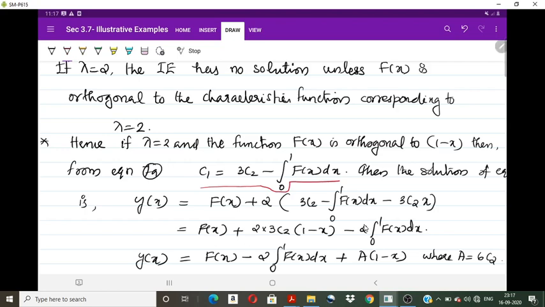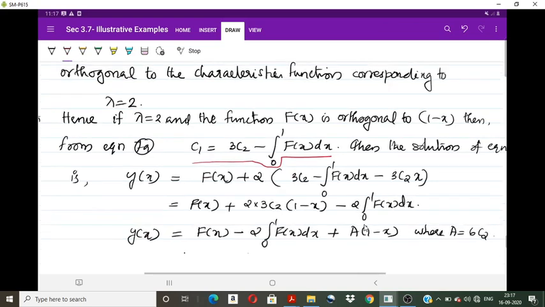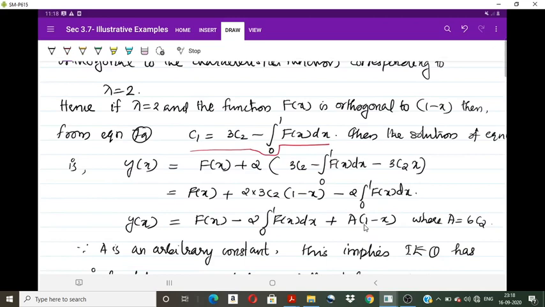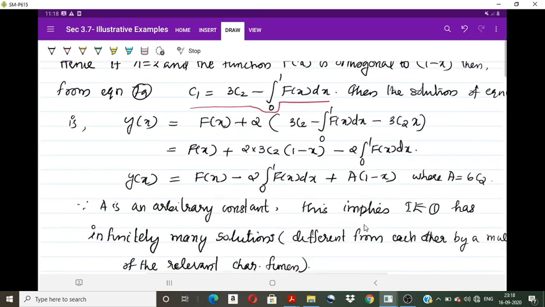This is equal to F of x plus 2 into 3c2 into (1 minus x) minus 2 into integral 0 to 1 F of x dx, or this is equal to F of x minus 2 into integral 0 to 1 F of x dx plus a into (1 minus x), where a is an arbitrary constant equal to 6c2. And this implies that the integral equation has infinitely many solutions.